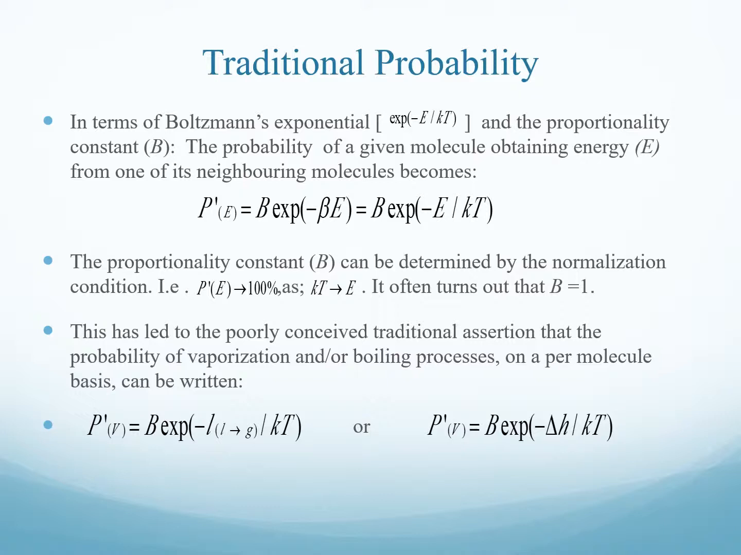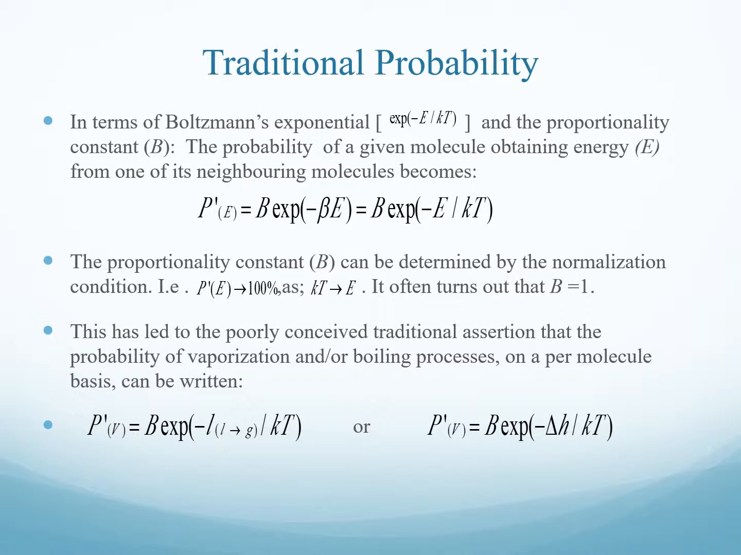The probability constant B can be determined by the normalization condition, that the probability approaches unity, or 100%, as kT approaches E. It often turns out that the proportionality constant is considered to be 1. This has led to the poorly conceived traditional assertion that the probability of vaporization and/or boiling on a per molecule basis can be written in terms of the 2 equations below.